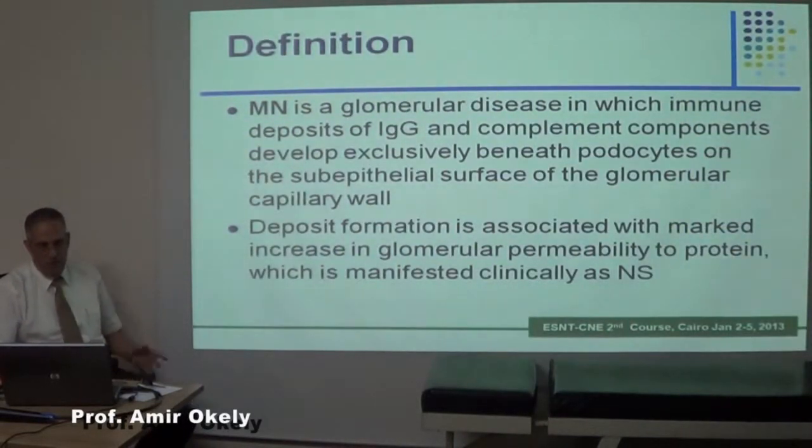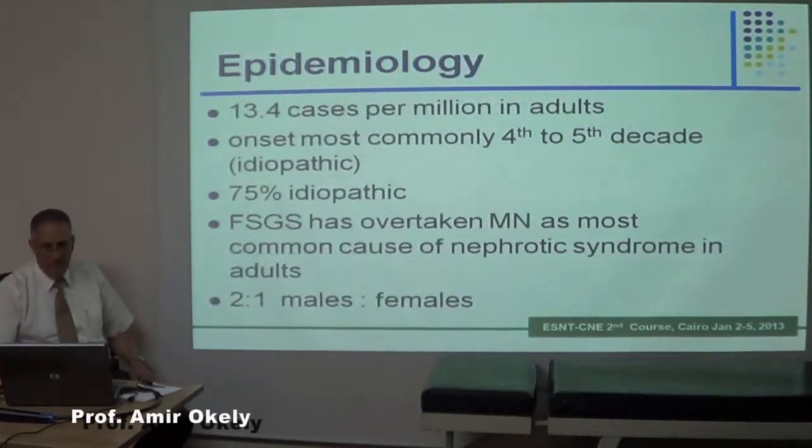Let's start by definition of membranous nephropathy. Membranous nephropathy is a glomerular disease in which immune deposition of IgG and complement usually deposit in the subepithelial surface of the glomerular capillary wall. Deposit formation is usually associated with marked increase in the glomerular permeability to protein, which is manifested clinically as nephrotic syndrome. That is the definition of membranous nephropathy.